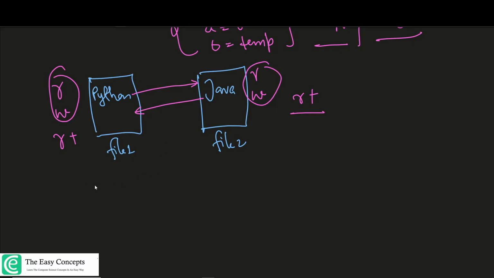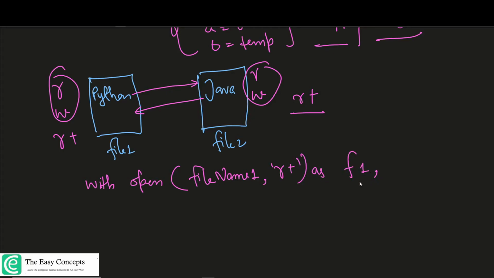So what you have to do, with open, first thing is file name. You can call this file name 1 and you can use mode R plus as F1, and for another file I can write open file name 2 and then R plus as F2 and use these colons.